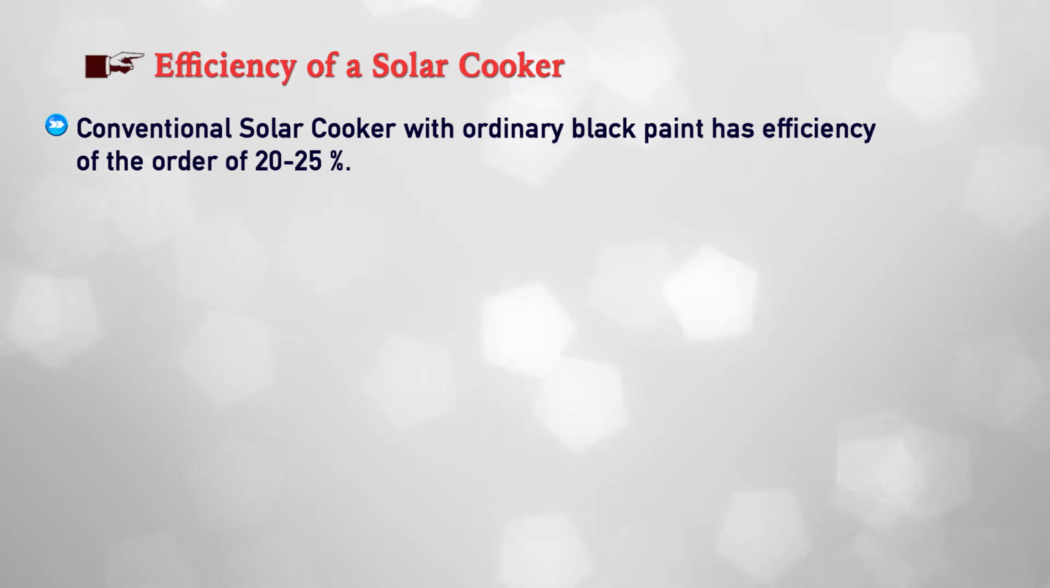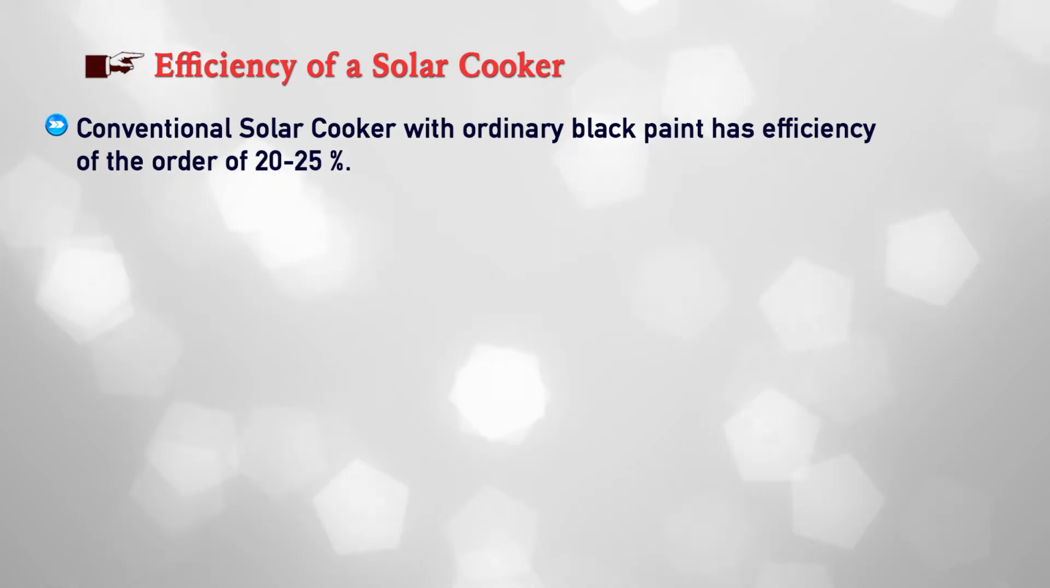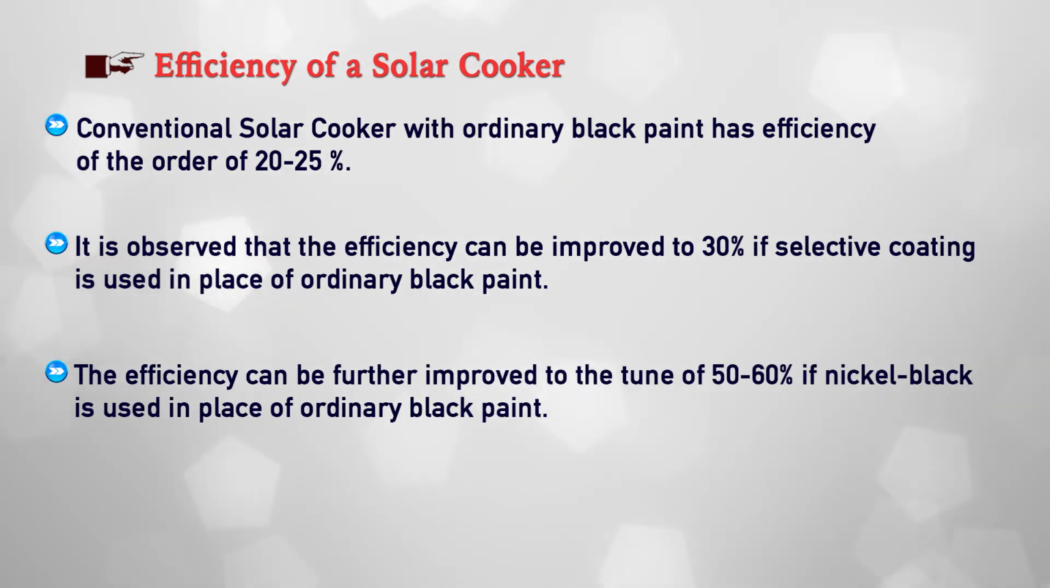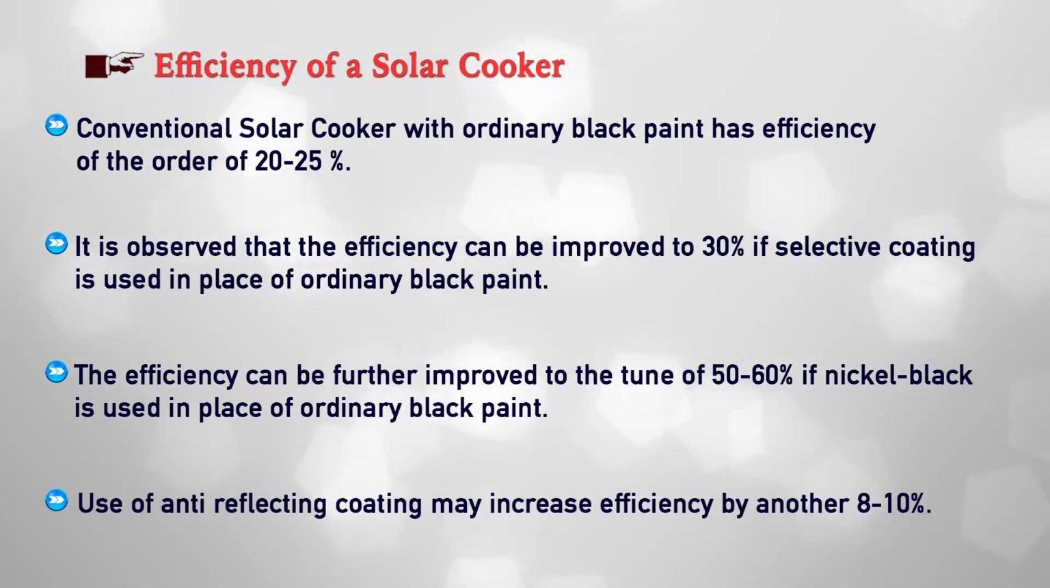Now, how the efficiency of the solar cooker may be increased. A conventional solar cooker with ordinary black paint has an efficiency of the order of nearly 20 to 25%. It is observed that efficiency can be improved to 30% if selective coating is used in place of ordinary black paint. The efficiency can further improve to the tune of 50 to 60% if nickel black is used in place of ordinary black paint. Use of anti-reflecting coating may increase efficiency by another 8 to 10%.